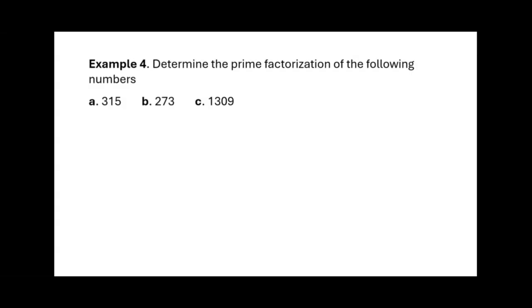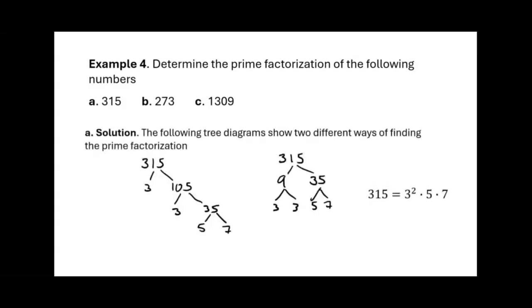In A, I have 315. So I want to write it as a multiplication using only prime numbers. Well, you could start with the smallest one. It's not divisible by 2, but then the next one would be 3. 315 is divisible by 3, and you get 105.